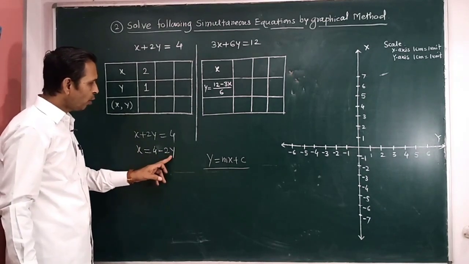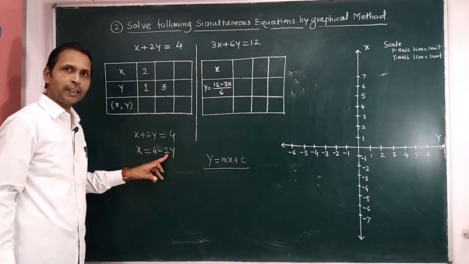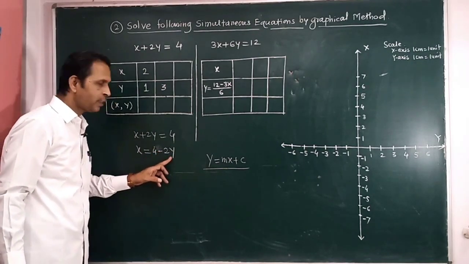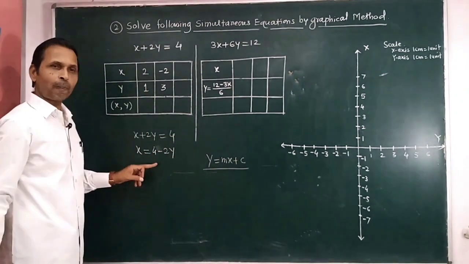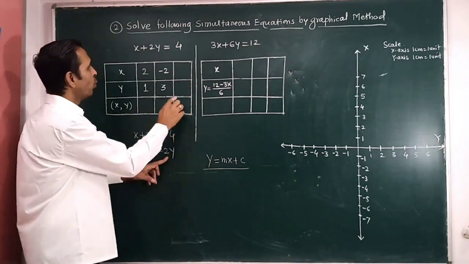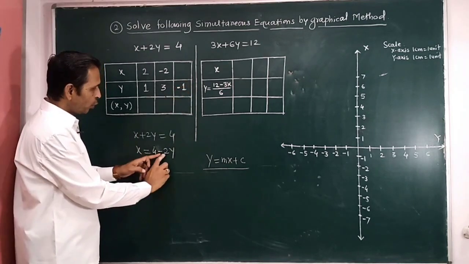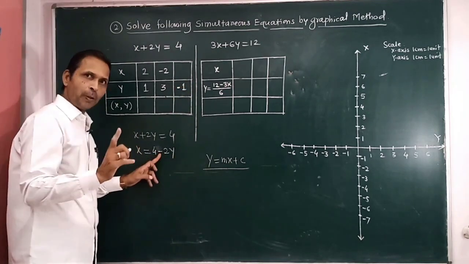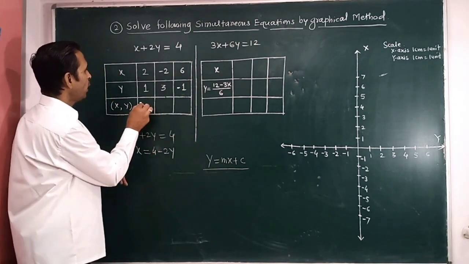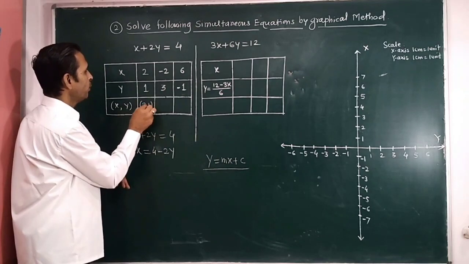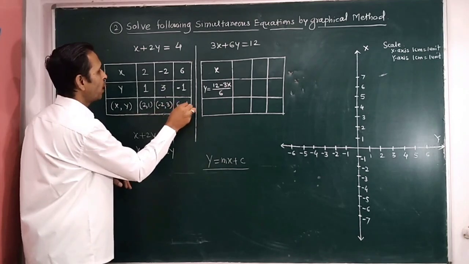Suppose we put y = 3. Then 3 into 2 is 6, and 4 minus 6 is minus 2. Again, put y = minus 1. Then minus 2 into minus 1 is plus 2, so 4 plus 2 is 6. So the coordinates are (2, 1), (-2, 3) and (6, -1).